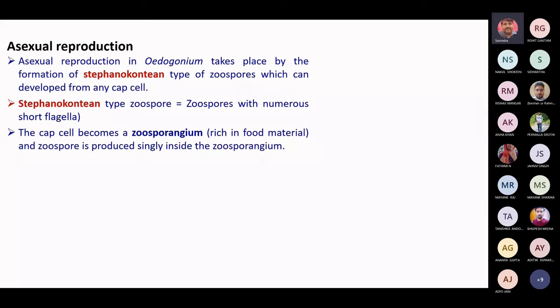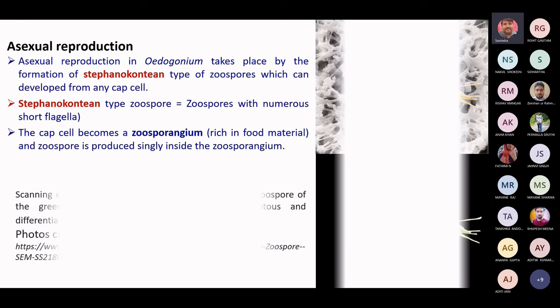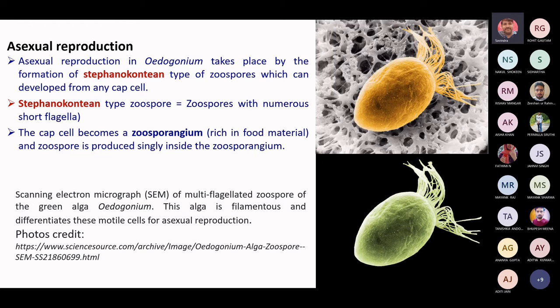The cap cell becomes a zoosporangium, because the cells which have the ability of division can develop into a zoosporangium. And how will it develop? It will start accumulating the storage food, and a single cell will become a zoosporangium, and the zoospore will be produced singly, meaning inside a zoosporangium only one zoospore will be formed.